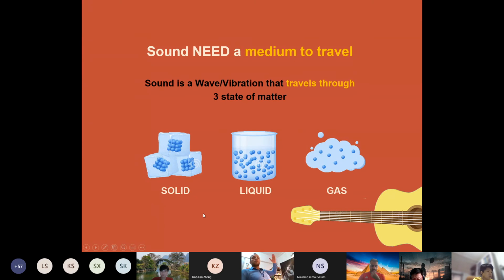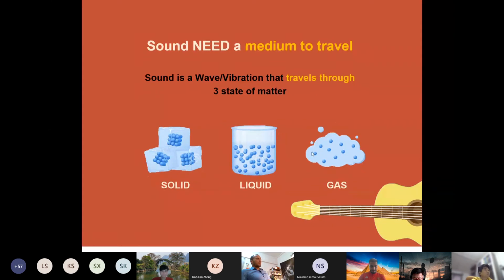So for sound, it's not like light. If it is a 100% obstacle, not transparent, it will stop. But sound can move. Of course, through liquid, even in water, if you are swimming, you still can hear. Of course, less compared to the normal situation, but you still can hear. And gas, or even air.